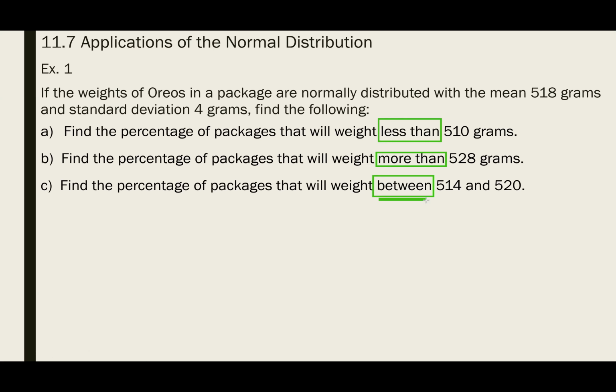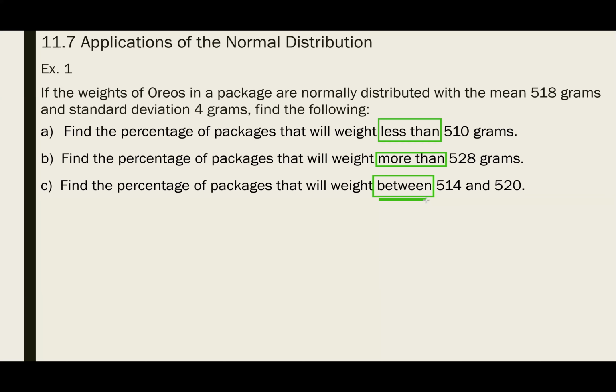how can we know if it's less than something? Well, anything to the left of that number will be less than that number, right? So if they ask you for less than or below, then that's the area to the left. If they ask you for greater than, more than, or above, those are the items to the right, okay? So if you look at this example, they say the weights of the Oreo cookie packages are normally distributed, which basically tells you that it's a bell-shaped curve, with a mean of 518 grams and a standard deviation of 4 grams. Find the following.